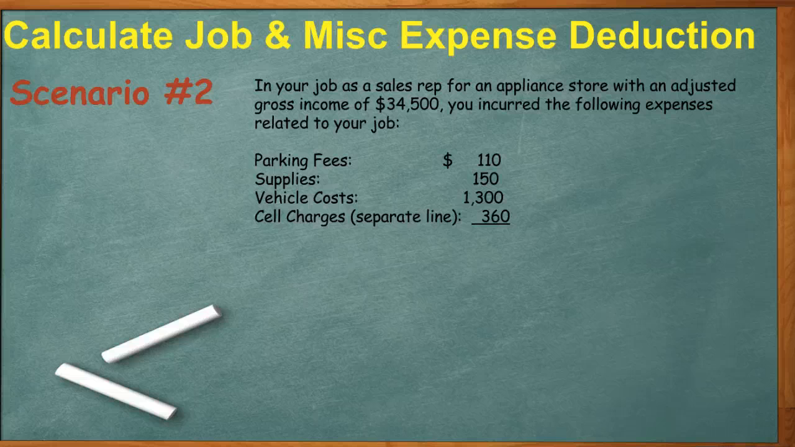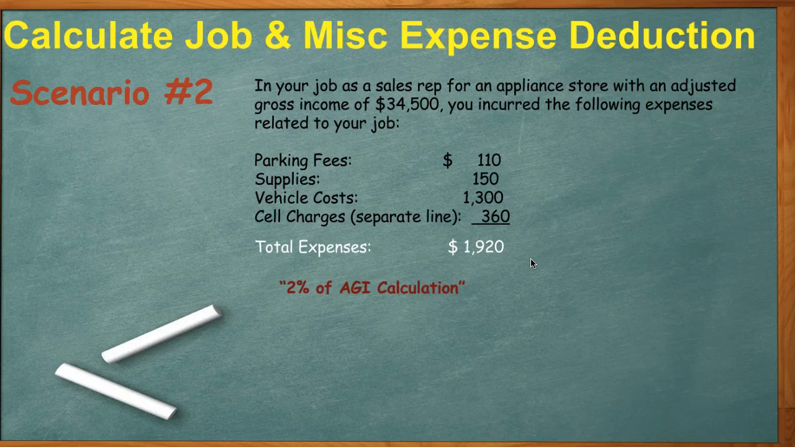You have a job as a sales rep for an appliance store. Your adjusted gross income is $34,500. But you incurred these expenses related to your job. You had some parking fees. Maybe you had to park downtown quite a bit. And then you had to purchase some supplies. You had some vehicle costs and sales charges. That gives you a total expense of $1,920.